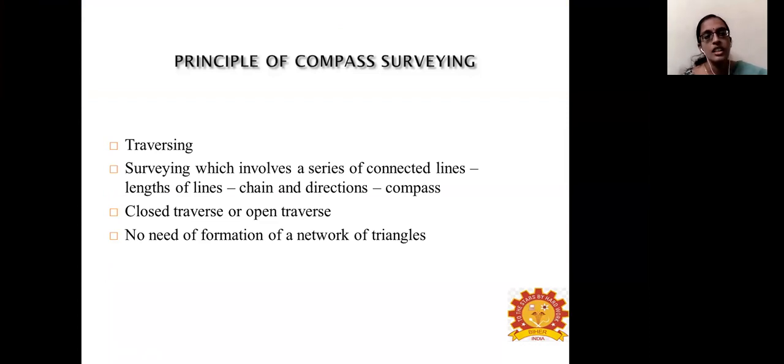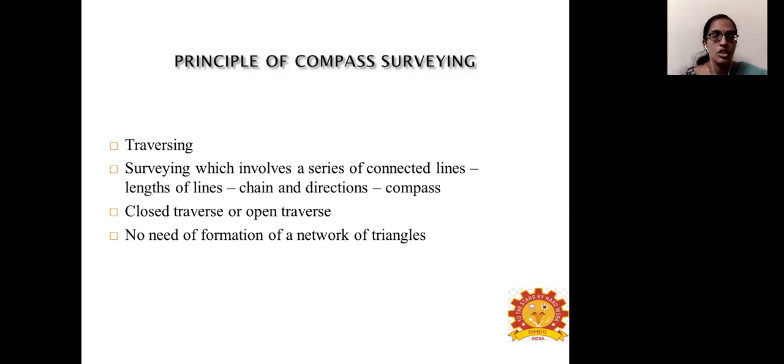So the first one is traversing. Traversing means a series of connected lines, which may or may not be joined. So there are two types: one is the closed traverse, and the second one is the open traverse.